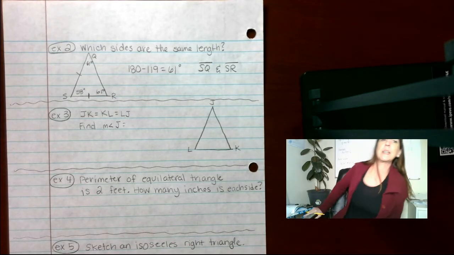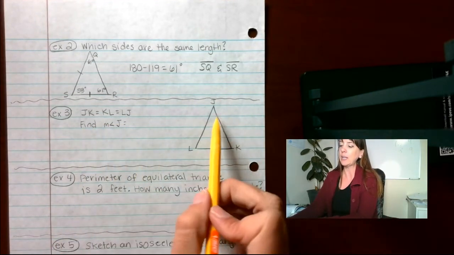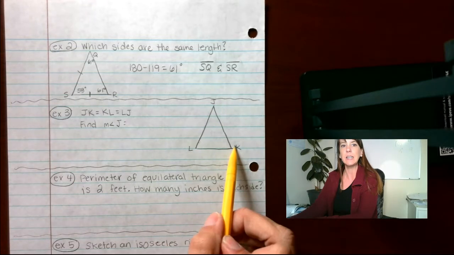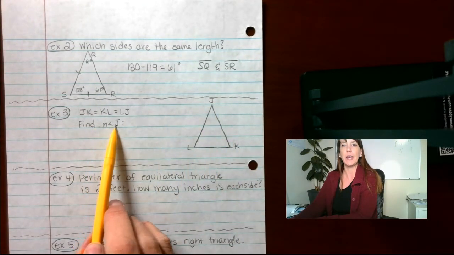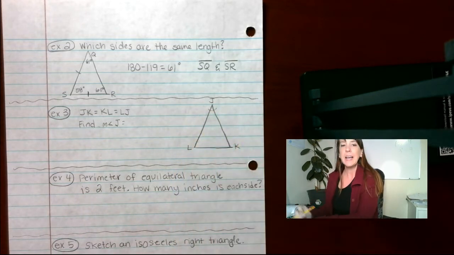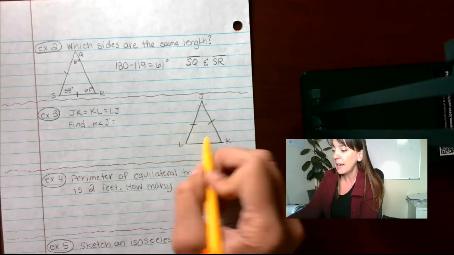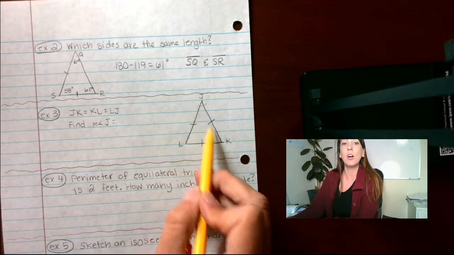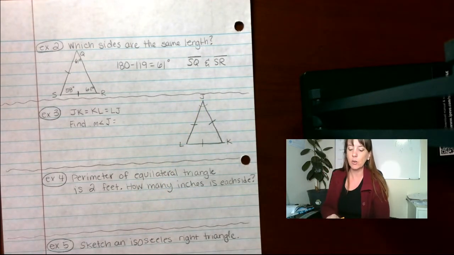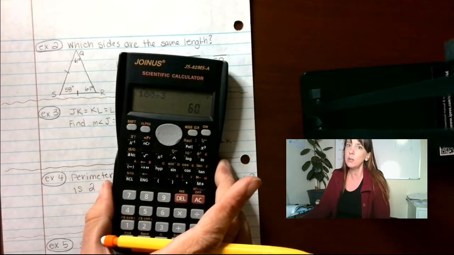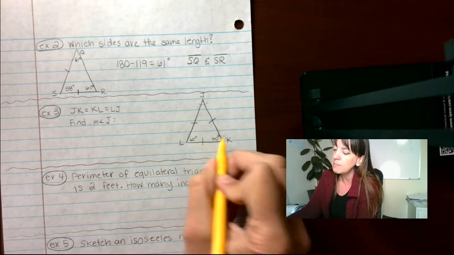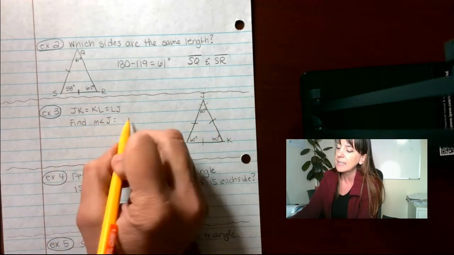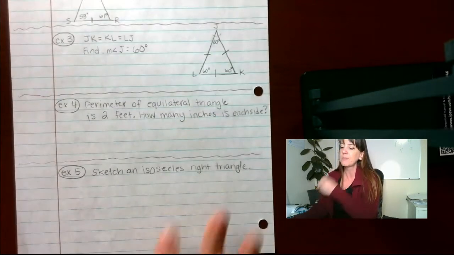Okay, for example number 3, it says JK, KL, and LJ equal each other. So that means this side equals this side equals this side. It's asking you to find the measure, that stands for measure, of angle J. That's this thing right up here. Well guys, if the sides all match, that means the angles all match. And we know there are 180 degrees in a triangle, so if you divide that by 3, you get 60. Each one of these is going to be 60 degrees, which means the measure of angle J is 60 degrees.